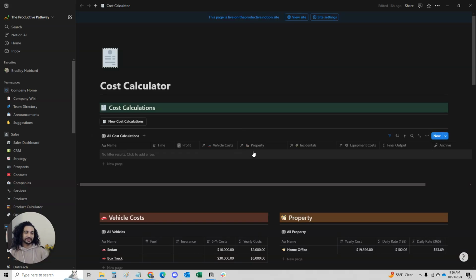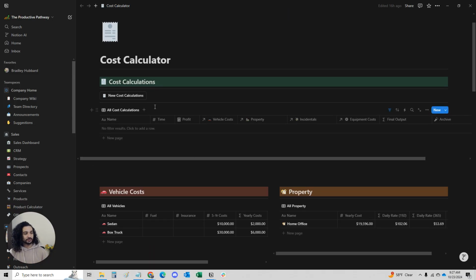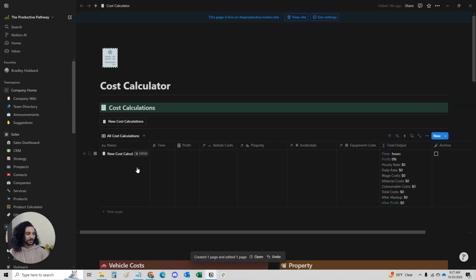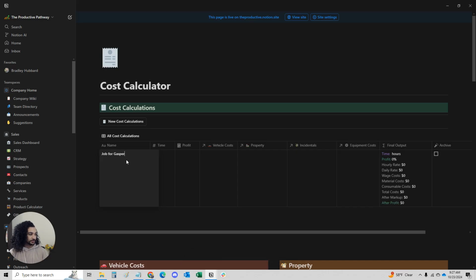Alright, dude, check this out. So my hair's not cooperating, don't look at it, but this is my cost calculator. Essentially, every single job can have a cost associated with it, and it should, because we have hours that we put into it, we use certain property like vehicles or anything like that, but the idea is that you click new cost, and let's say that this is job for guesswork.